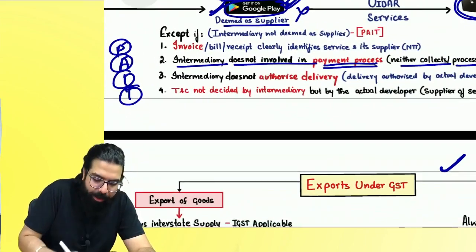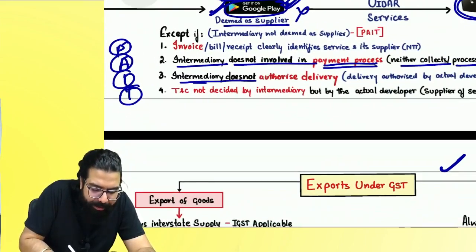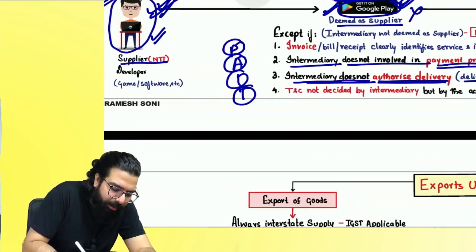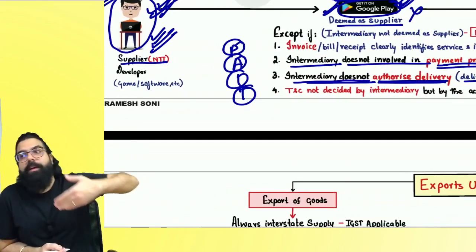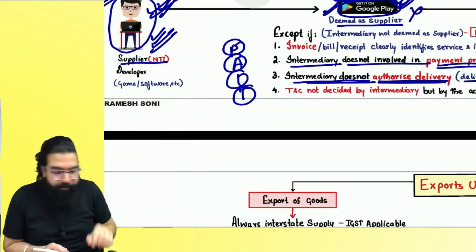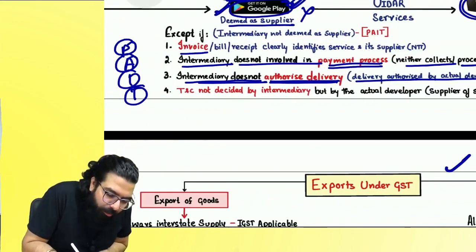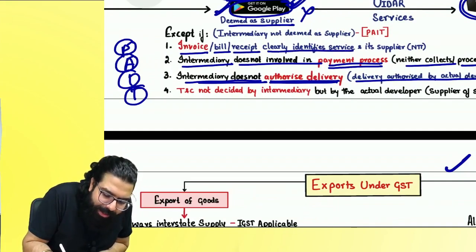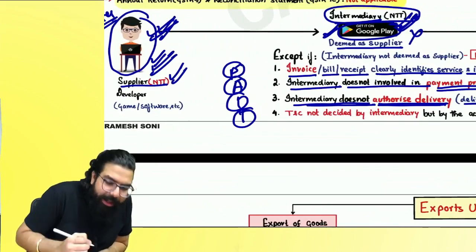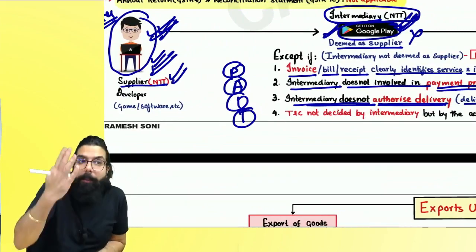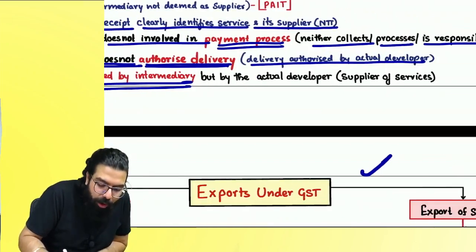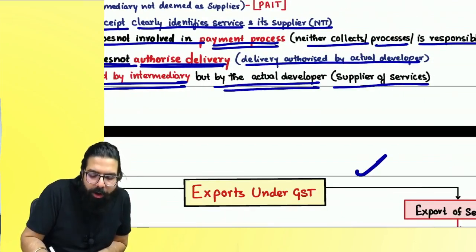Number 2, A, authorization. The intermediary does not authorize the delivery. Delivery is authorized by the actual developer. He authorizes the delivery. When you want it, he will authorize the delivery of the item. Then I, invoice, bill, receipt clearly identifies the service and its supplier. Basically, his name is there as the service provider. Number 4, terms and conditions not determined by Google Play Store but by the actual developer or supplier of service.